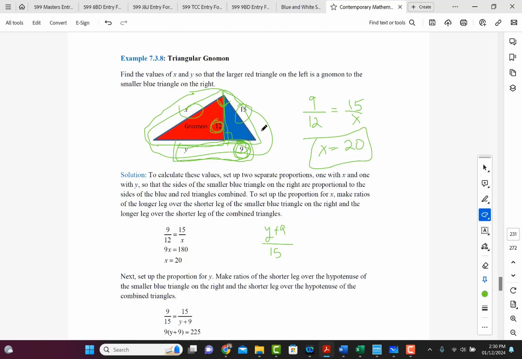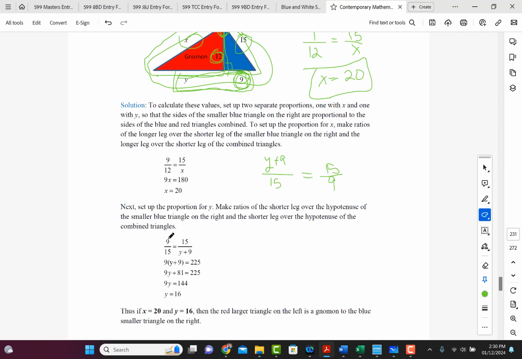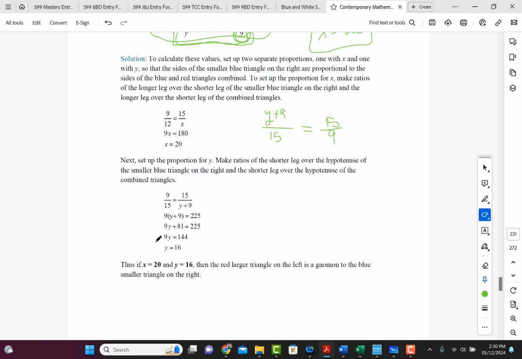So now let's look at the blue triangle and do the same corresponding sides. On the blue triangle, it's the hypotenuse, which is 15, divided by the short leg of the blue triangle, which is 9. Now we've got our proportions set up. Notice how they have theirs set up a little bit differently. It's just flipped, but it doesn't matter. It'll get the same results. So if you solve for y, you get 16.